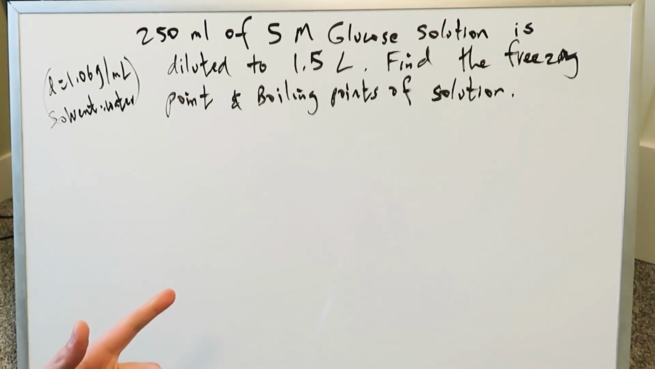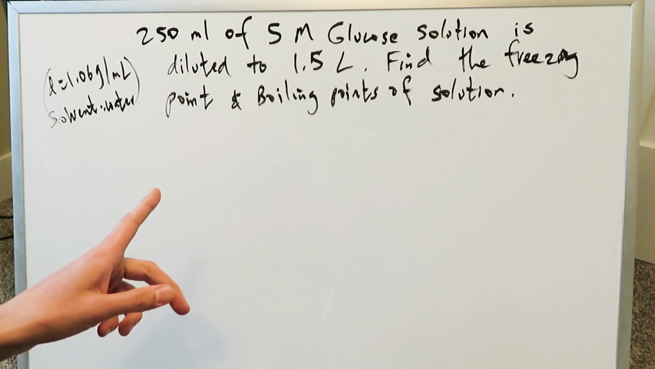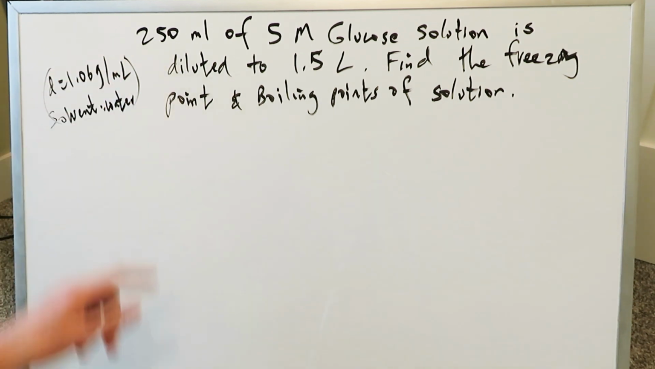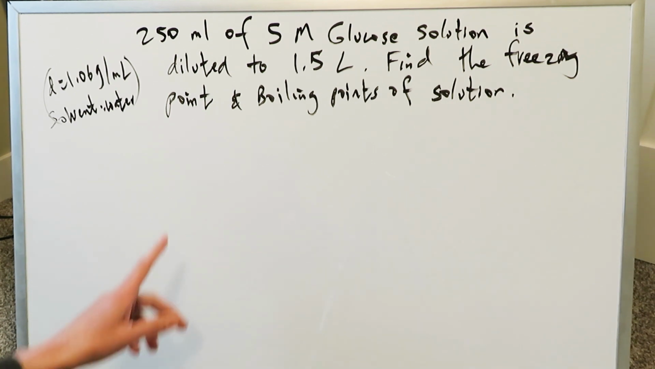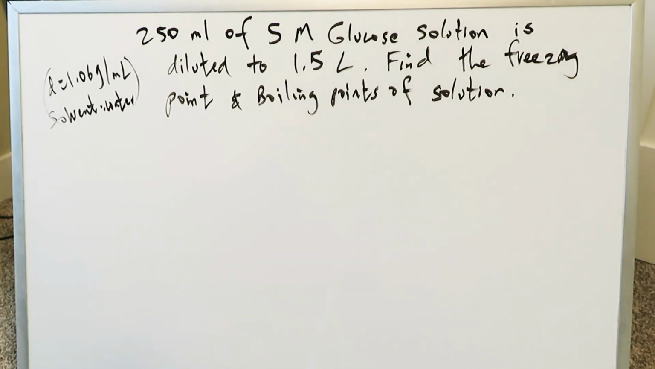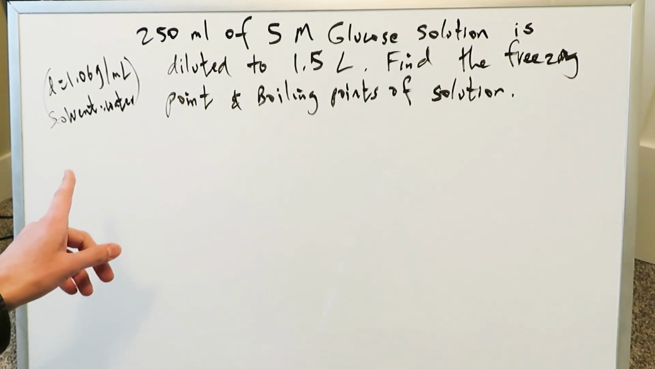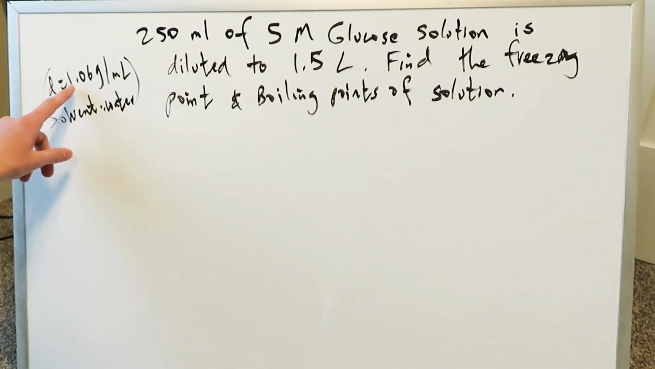In this video, we are looking at the concept of molality, and we are looking at freezing point depression and boiling point elevation by means of this comprehensive question. We are starting out with 250 milliliters of 5 molar glucose solution, which is diluted to 1.5 liters of solution. We have to find the freezing point and the boiling point of the resulting solution. Assume the solvent here is water, and assume the density is 1.06 grams per ml.